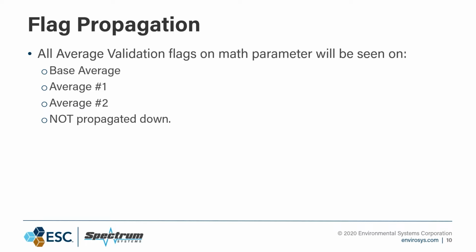If COPPM has an H flag, of course, you won't see that flag propagated up to the CO pounds per hour or CO pounds per million.